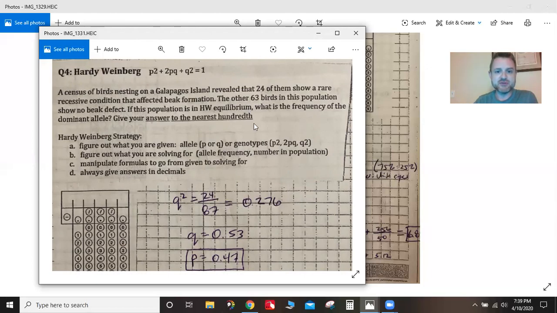The question wants to know the frequency of the dominant allele. So that's p. So the frequency of the dominant allele is p. The frequency of the recessive allele is q. This information, the 0.276, is the frequency of recessive individuals, which is not p or q. That's q squared. Okay.